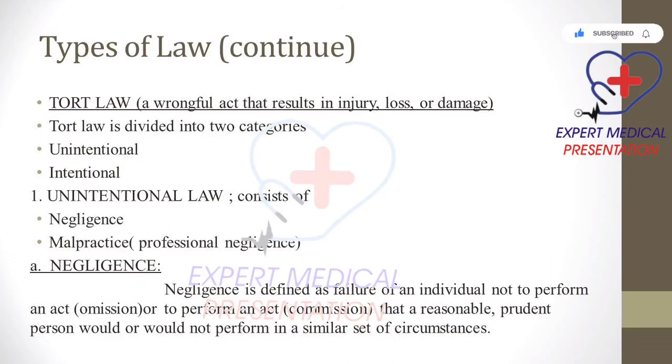Types of law continue. Tort law: a wrongful act that results in injury, loss, or damage. Tort law is divided into two categories: unintentional and intentional. One, unintentional torts consist of negligence and malpractice, or professional negligence. A. Negligence is defined as the failure to perform an act, omission, or to perform an act, commission, that a reasonable, prudent person would or would not perform in a similar set of circumstances.